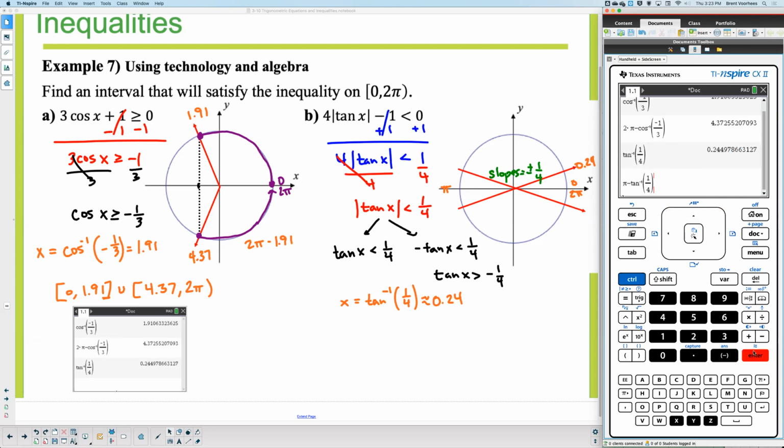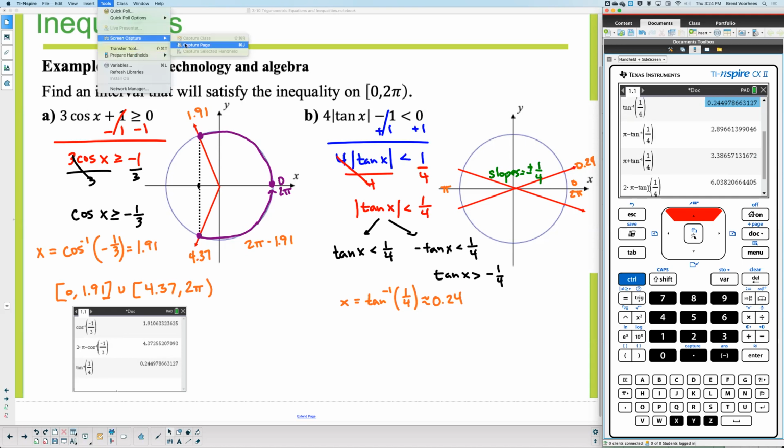There's my second answer. And then I would go from this value pi, and I'm going to add in that tangent inverse. And then finally, I'm going to go from 2 pi. Oops, forgot to put the 2. And I'm going to take away that inverse. Minus, I need to put the minus on there. Minus, and I'm going to take away this inverse. Okay, so these are my values that I want to make sure that we incorporate into our values here.